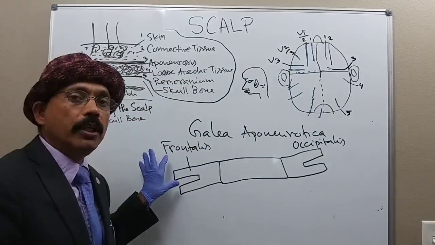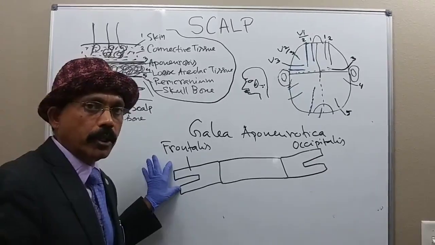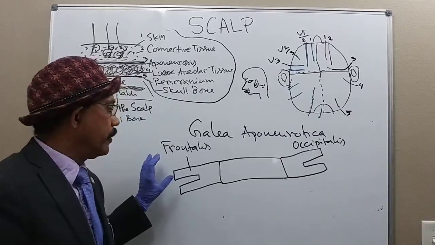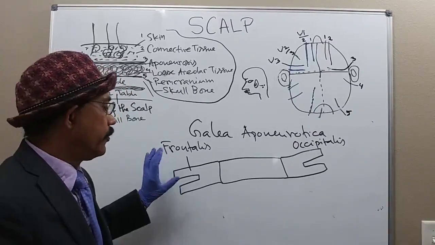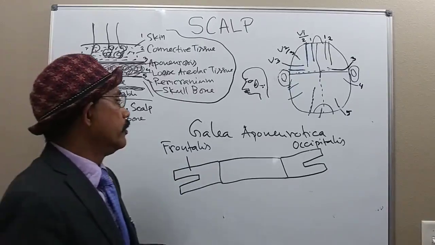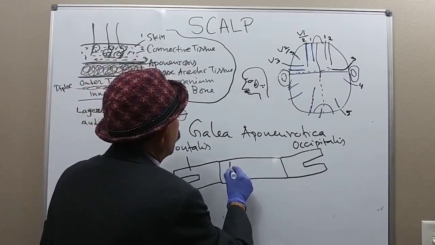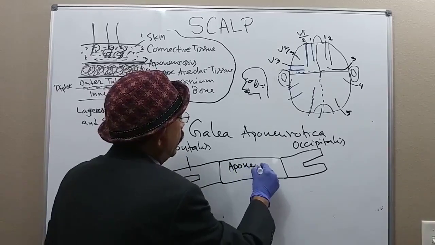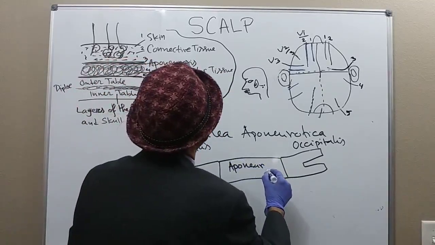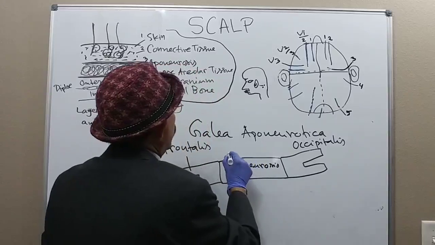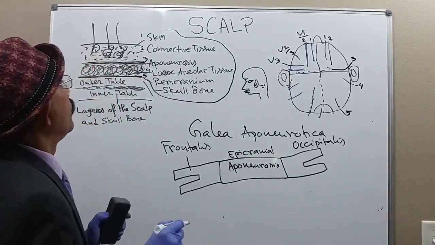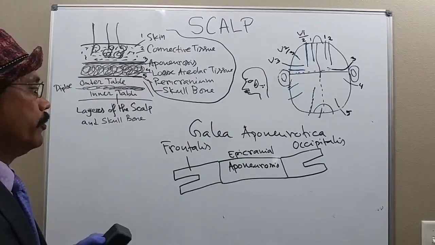Frontalis has no bony attachment. It is attached to the skin and subcutaneous tissue over the eye. So it has no bony attachment. So this is the galea aponeurotica, the epicranial aponeurosis.